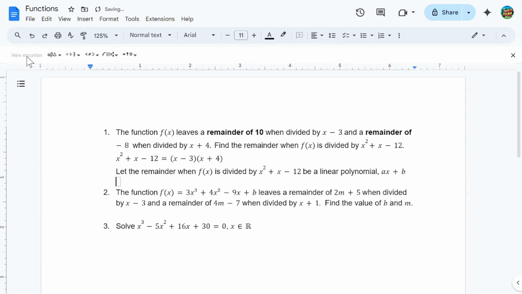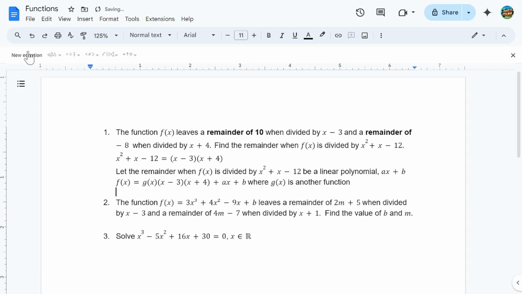So f of x equals g of x, where g of x is another function, times x minus 3, x plus 4, plus ax plus b. So this is the general equation to solve this question, where g of x is another function, which we do not need to find because it is not needed in this question.